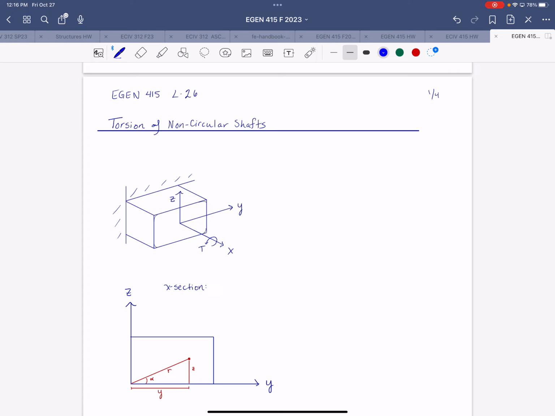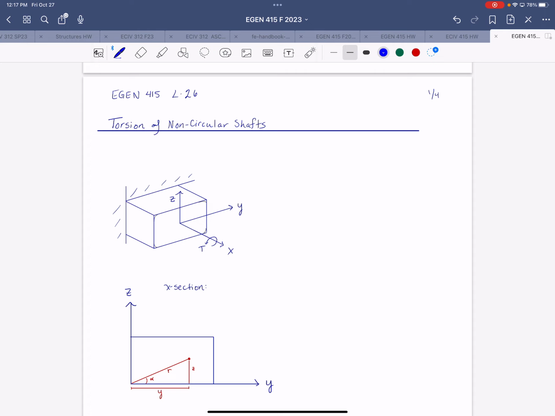In this class, we're going to focus on torsion of non-circular shafts. The equations that you may be familiar with for torsion, where shear stress is equal to TR over GJ, that is accurate, that is exact for circular sections.